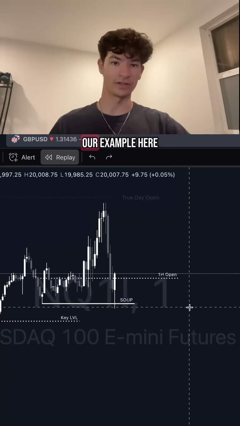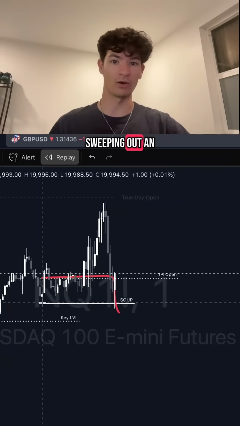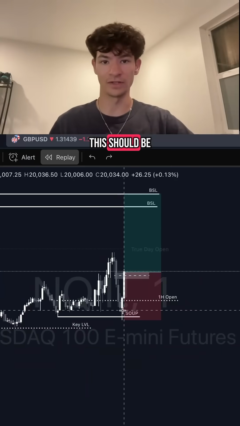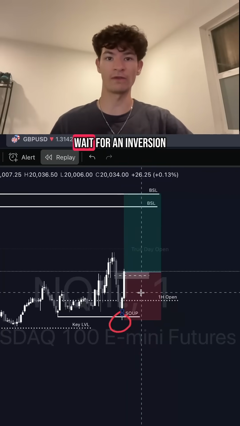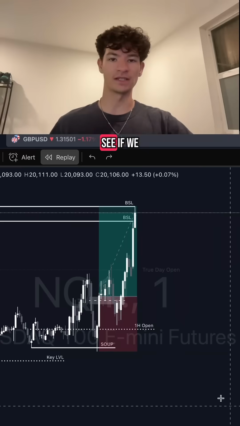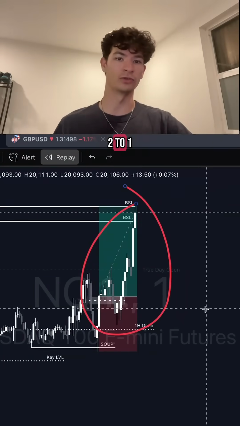So if we come back to our example here, you can see that the 9 a.m. candle opens and manipulates lower, sweeping out an internal level of sell-side liquidity. And as our final confirmation to show that this should be the low of our hourly candle and that we're ready to distribute to our draw on liquidity, we can simply wait for an inversion fair value gap or a change in state of delivery to take your entry position. And as you can see, if we were to enter at that inversion fair value gap, our take profit would have been hit for a little under a 2-to-1 risk to reward.